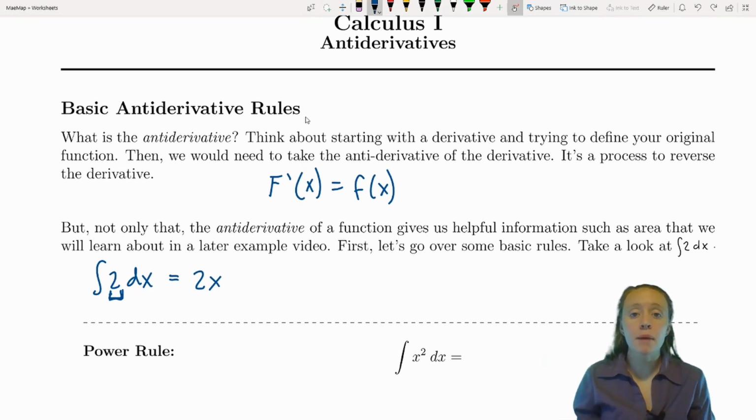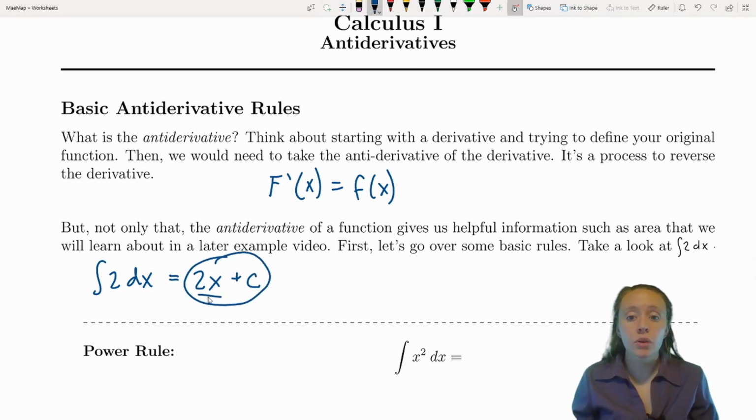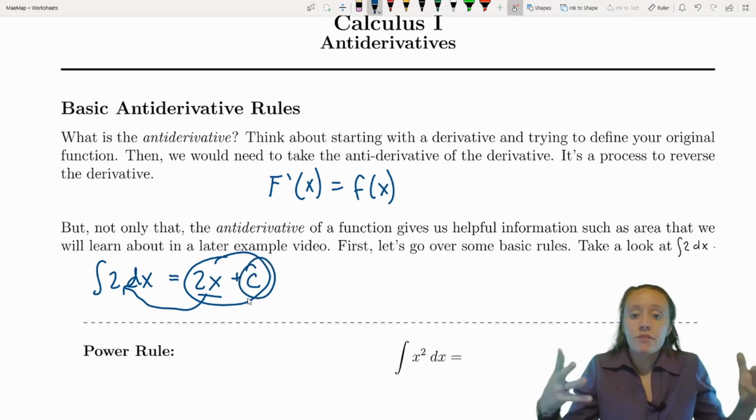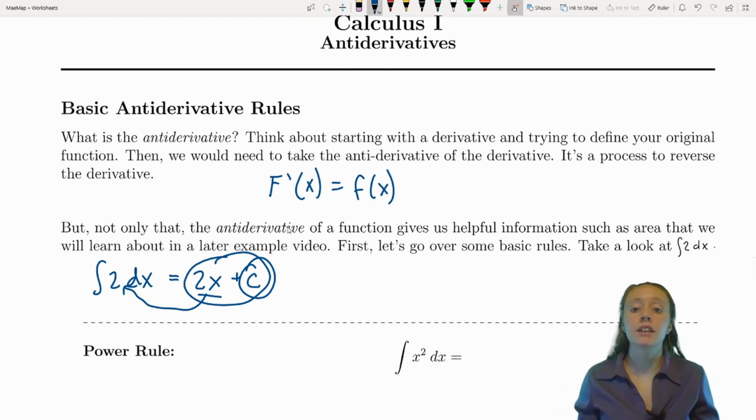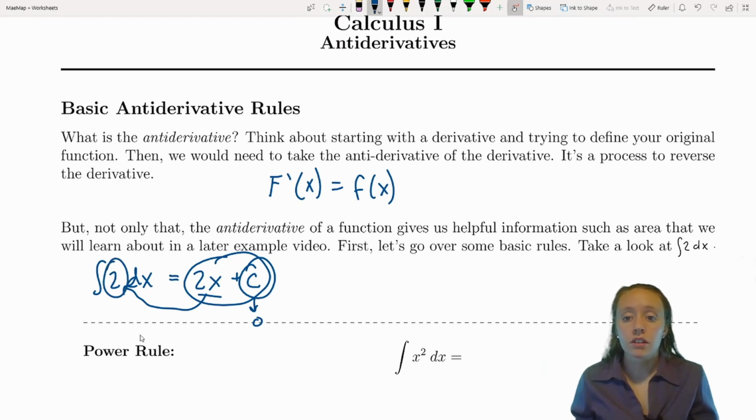But however, remember that concept of plus c? When we integrate 2, we didn't know if we could potentially have some 0 involved in there. So this is going to be 2x plus c. And when we take the derivative of this, 2x goes to 2, and any constant c, any real number, I don't know what it is, I just am using c to represent some constant, taking the derivative of that goes to 0. 2 plus 0 is still just 2.